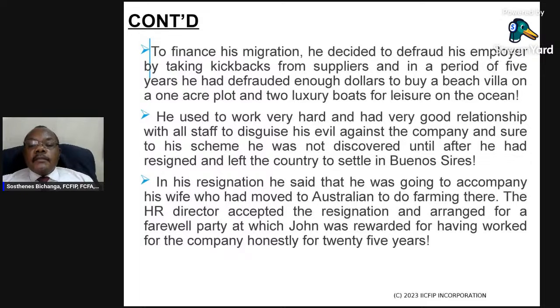He used to work very hard and had a very good relationship with all staff to disguise his evil against the company, and true to his scheme, he was not discovered until after he had resigned and left the country to settle in Buenos Aires. In his resignation, he said that he was going to accompany his wife who had moved to Australia to do farming. The managing director accepted the resignation and arranged for a farewell party at which John was rewarded for having worked for the company honestly for 25 years.